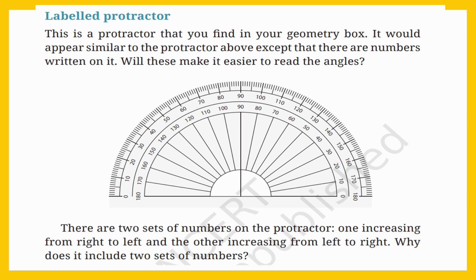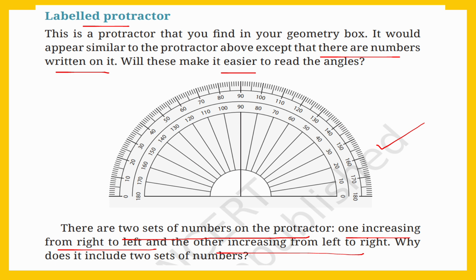Next one, labeled protractor. This is a protractor that you find in your geometry box. It would appear similar to the protractor above, except that there are numbers written on it. Will these make it easier to read the angles? Yes, definitely. See, you can see the picture here. There are two sets of numbers on the protractor, one increasing from right to left and the other increasing from left to right.